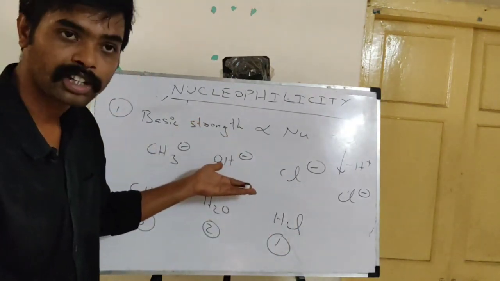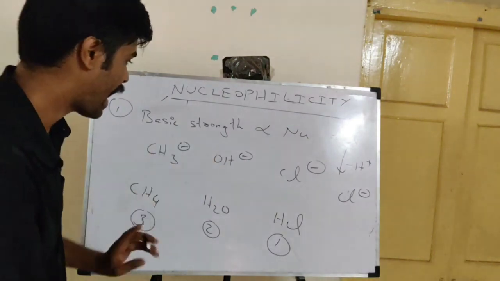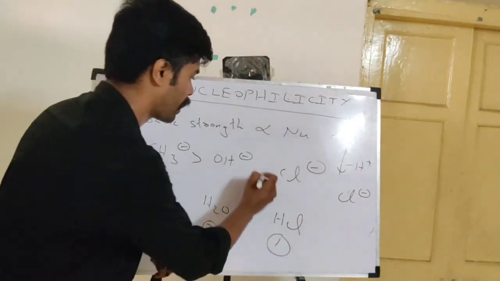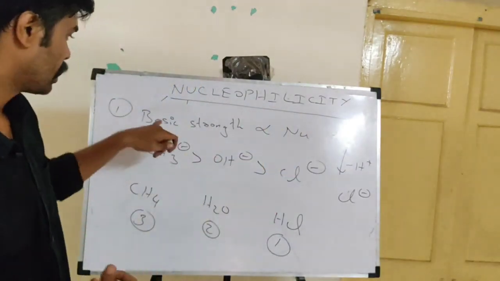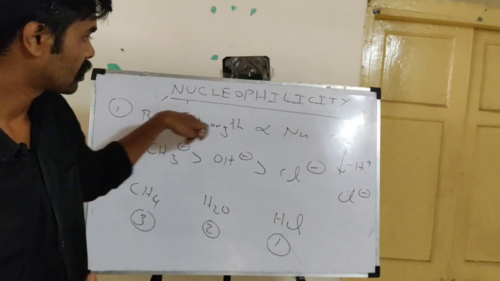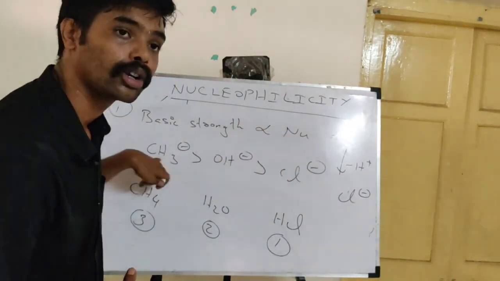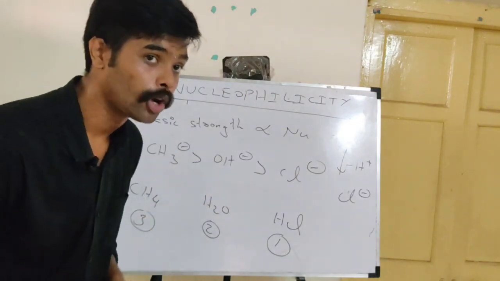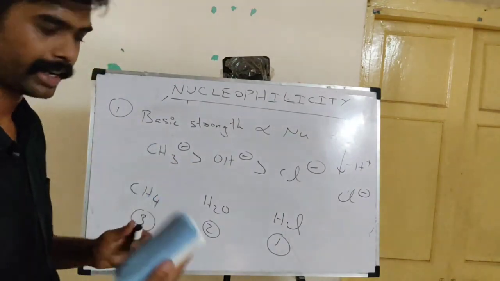When I go to the conjugate bases, the opposite is going to be the order of their basic strength. So I can directly tell you CH3 minus is a better base than OH minus, and OH minus is a better base than Cl minus. And going back to the first point, basic strength being directly proportional to nucleophilicity, this will also be the order of nucleophilicities. Now this need not always be the case. There can be exceptions to this. Let me take an example.